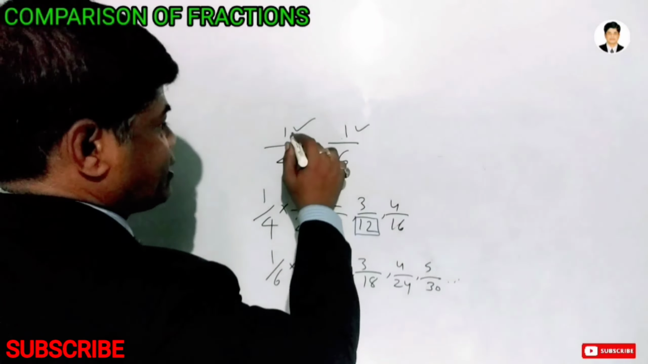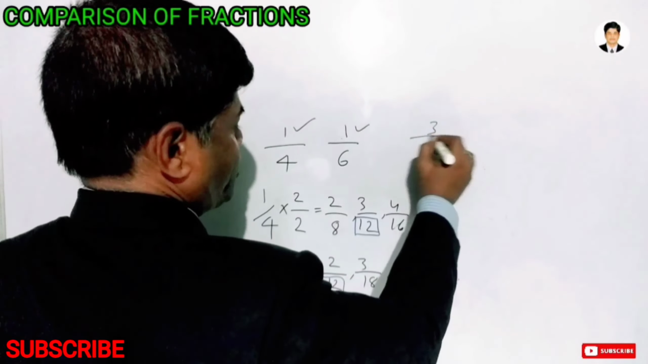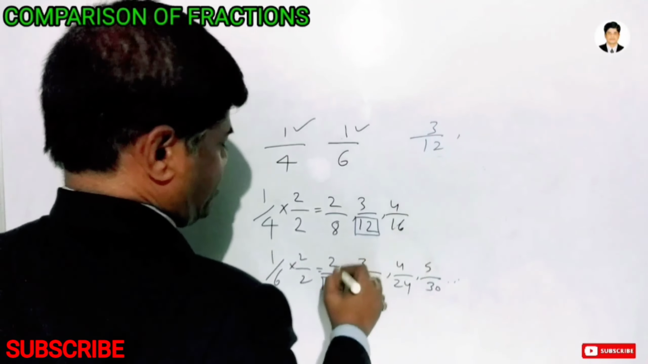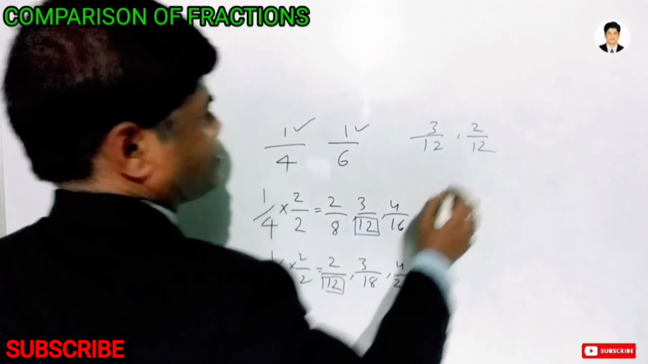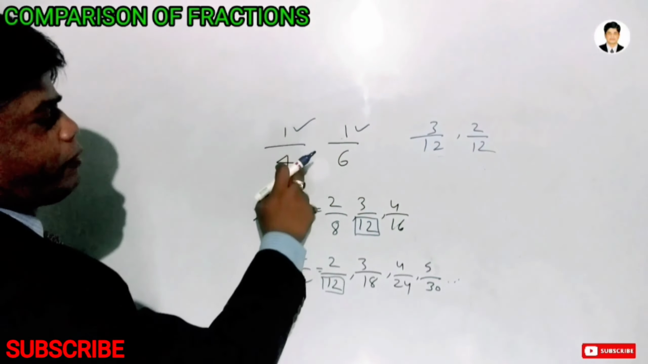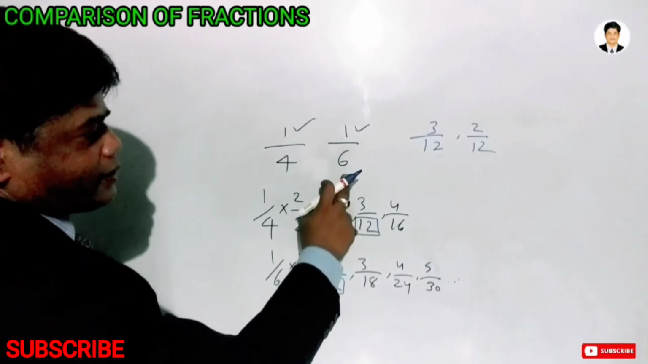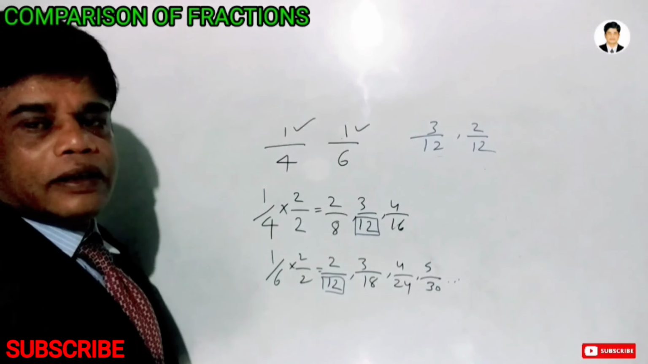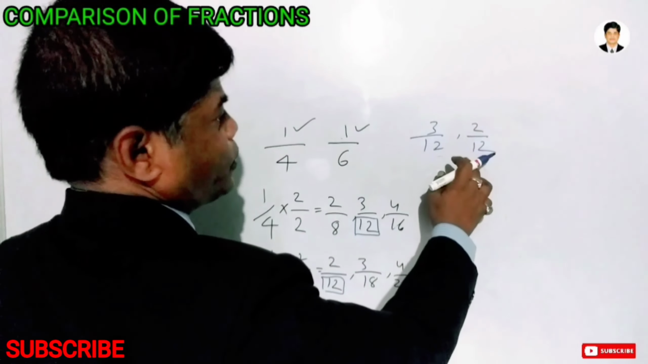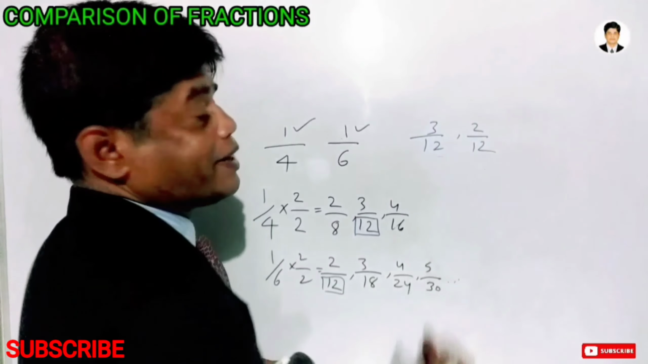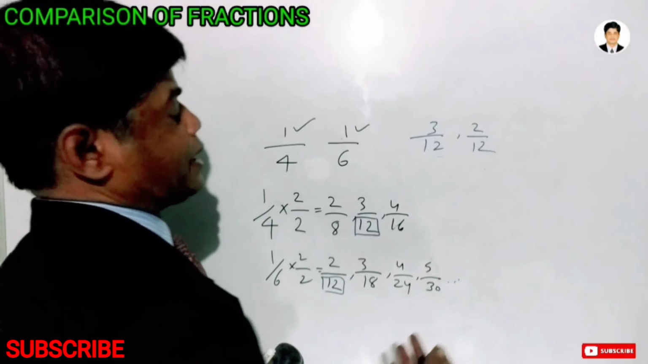So instead of writing 1 by 4, we can write 3 by 12, and 2 by 12 for 1 by 6. Right? 3 by 12 is the equivalent fraction of 1 by 4, and 2 by 12 is the equivalent fraction of 1 by 6. Now we have reached like fractions. So with 3 by 12 and 2 by 12, it's very easy to compare which is greater and which is smaller.